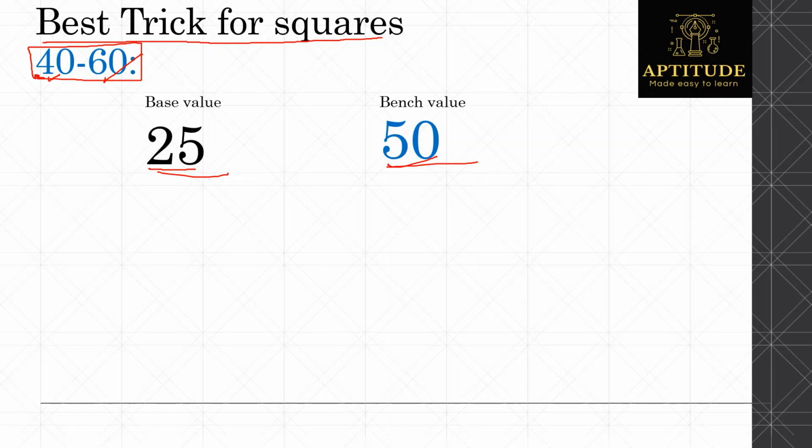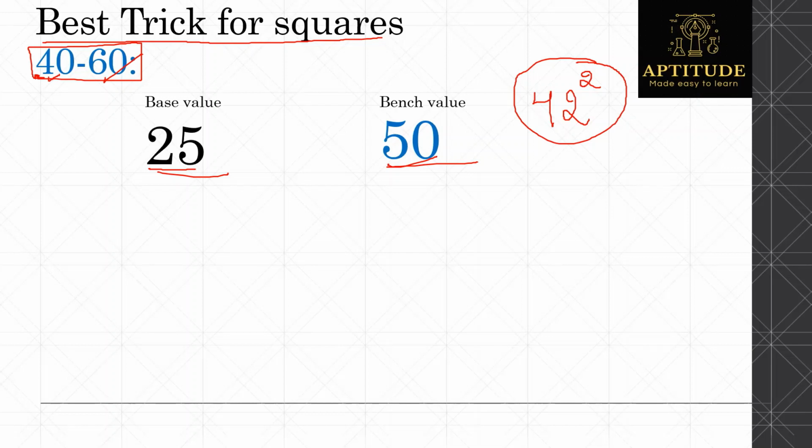Now let's consider an example of 42. I need to find the square of 42. So how to find this? Yes, of course, we know the previous method. Now let's see this shortcut method: how to find the square of 42 using this shortcut.